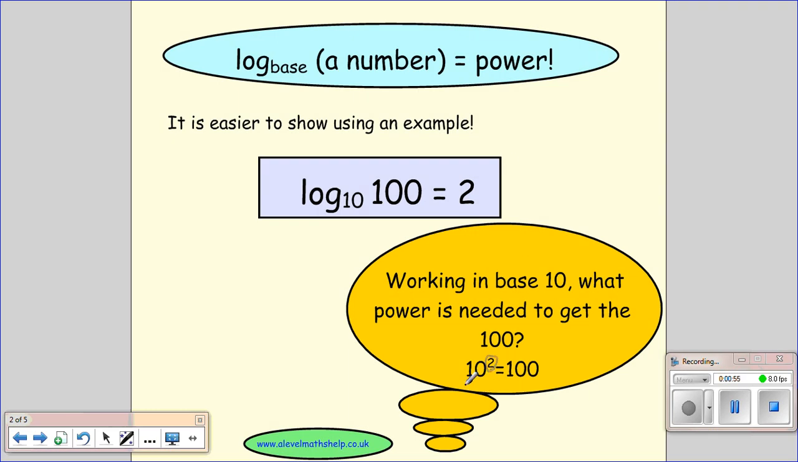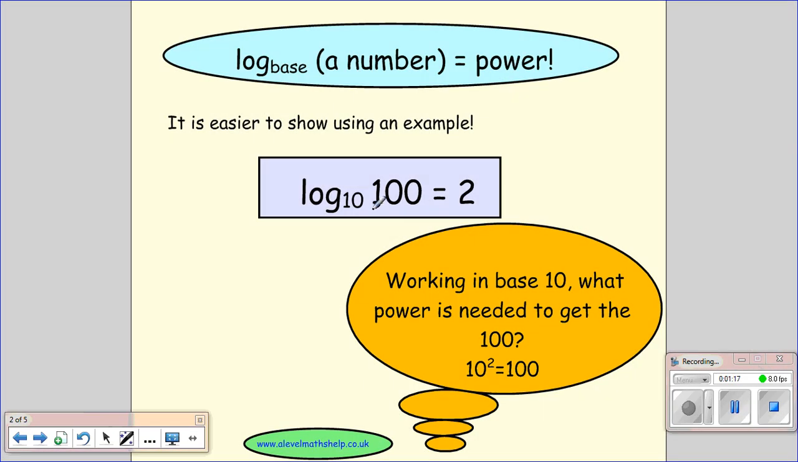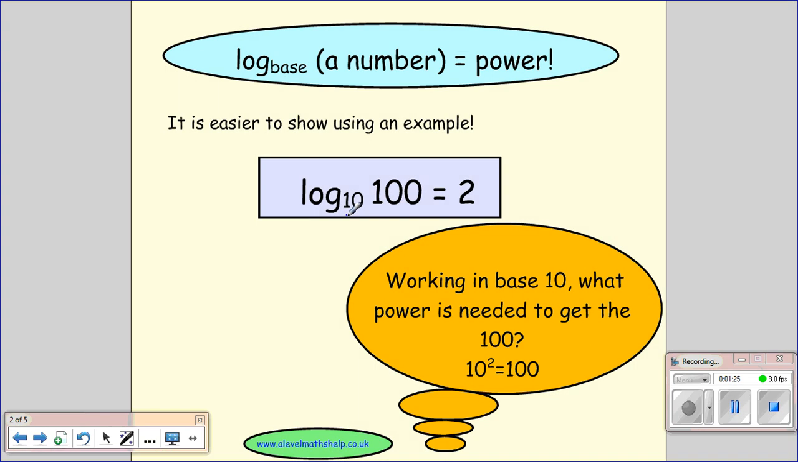Now what base are we working in? Well, from our indices work, we can see that we're working in base 10. So we're taking the logarithm in base 10. So that's our base. And then what number are we looking at? We're looking at taking the logarithm in base 10 of 100. So what we're actually saying is, what power in base 10 is needed to give me 100? And the power is 2.